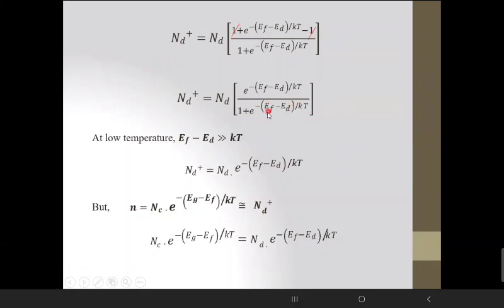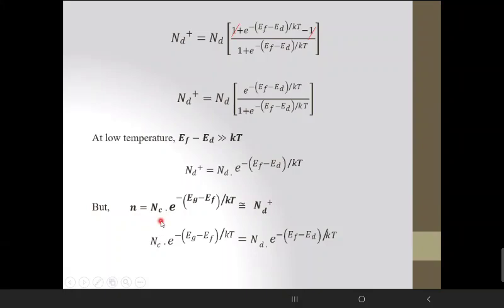So with Ef minus Ed very much greater than KT, the exponential of minus that is very, very small, so you can omit this. Your equation becomes Nd plus is equal to Nd into exponential of minus Ef minus Ed over KT.